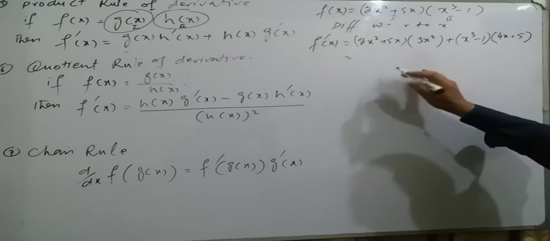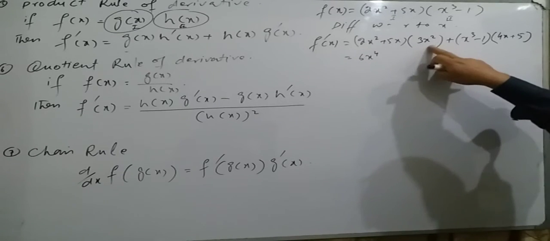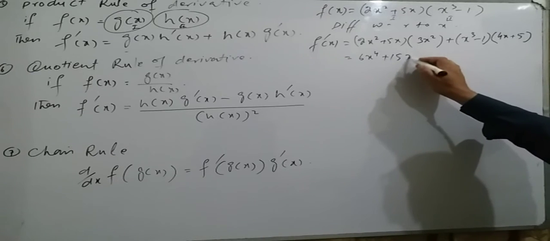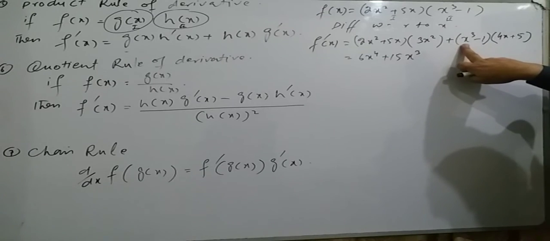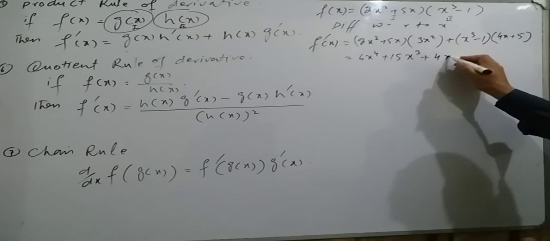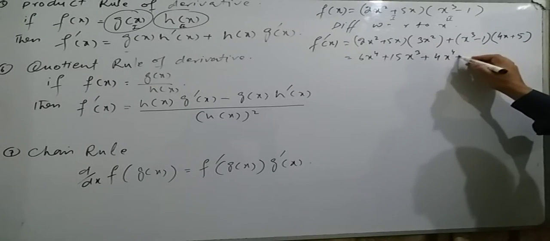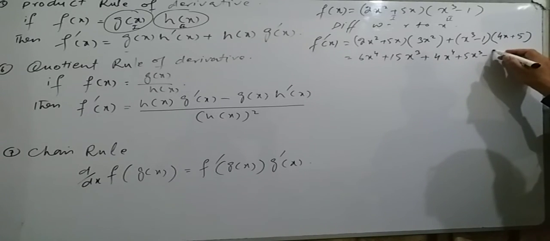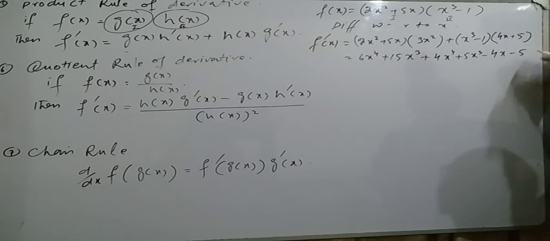3x squared multiplied by 2x squared becomes 6x power 4. 3x squared multiplied by 5x becomes plus 15x power 3. Then x cubed multiplied by 4x becomes plus 4x power 4. Then x cubed multiplied by 5 gives plus 5x cubed. Then minus 1 multiplied by 4x gives minus 4x, and minus 1 multiplied by 5 gives minus 5.